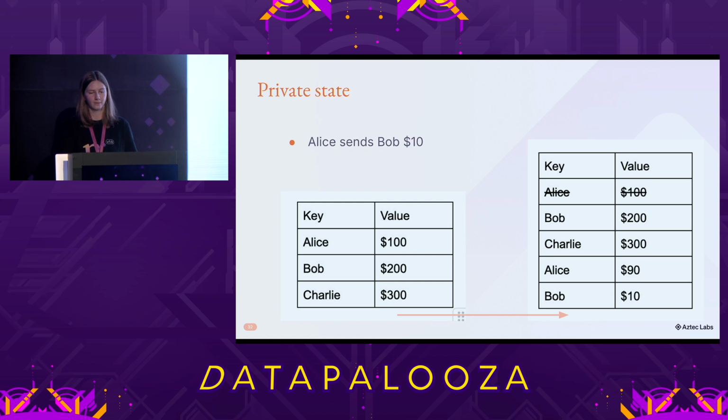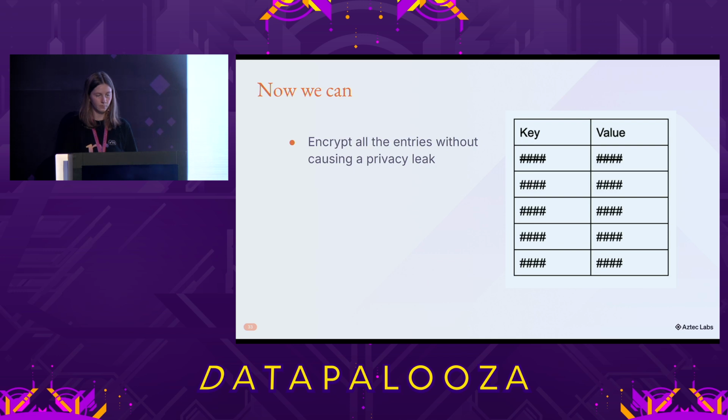So let's see the same example, but now with the UTXO model. Alice sends Bob 10. What do we do? We cross out Alice's previous balance. We create a node with Alice's new balance. And we create a node for Bob with his 10 balance that reflects the transaction. And now we can encrypt all the entries and make our updates without causing any privacy leak. That's what we wanted, because in this table, the first and the fourth belong to Alice, but we have no idea from this.